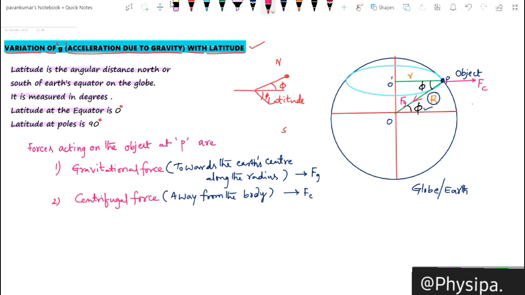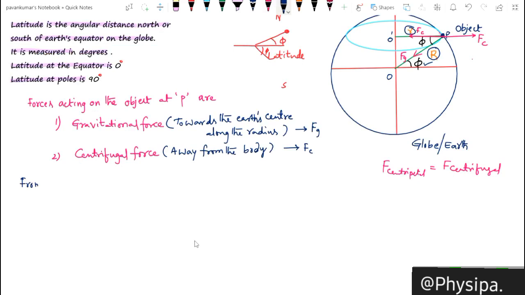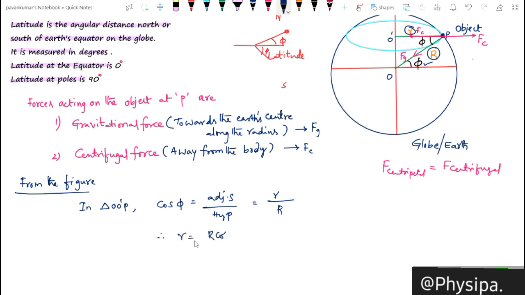At point P, the particle is rotating along the globe with radius r, and there exist equal and opposite centripetal and centrifugal forces whose magnitudes are equal and which act in different directions. From the figure, in triangle OO'P, applying cos phi, we know that cos phi is equal to adjacent side by hypotenuse. Here the adjacent side is r and the hypotenuse is capital R. So small r is equal to capital R into cos phi.